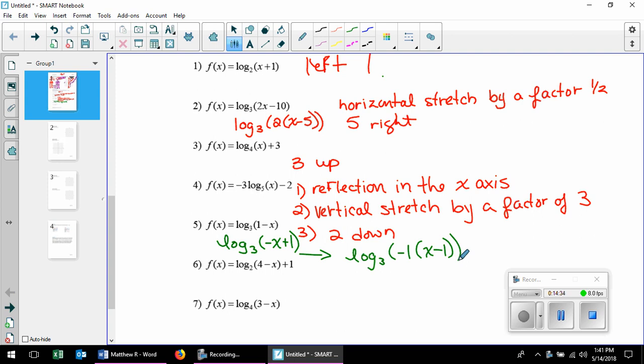So this is going to be a reflection where? Y-axis? And right 1 unit.